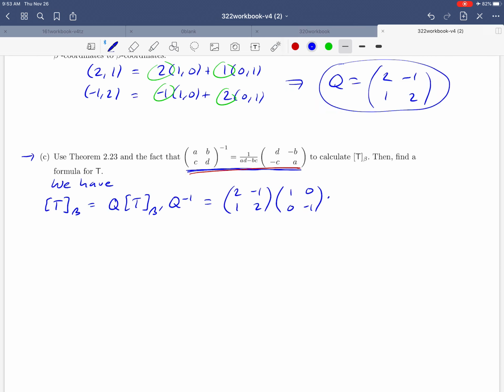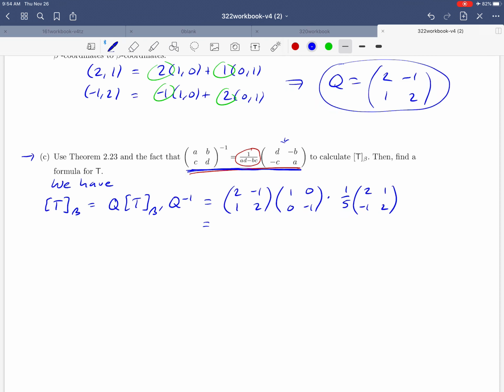So we're going to get 1 over AD minus BC. So let's see, what would that be? A times D minus B times C. You can double check and notice that that's 5. 2 times 2 minus -1 times 1. And then D, negative B, negative C, A. If we fill those in, we're going to get 2, 1, -1, 2. I'm leaving it up to you just to look at that formula and make sure that I wrote down everything correctly there.